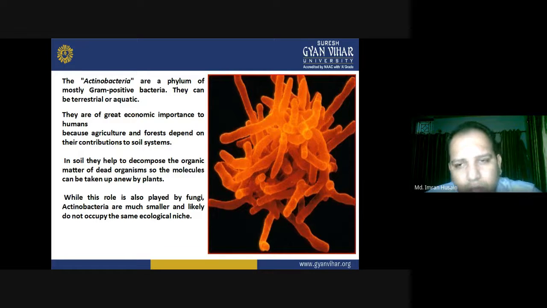So, what they are trying to teach you here is that actinobacteria is a phylum of gram-positive bacteria. They can be terrestrial and aquatic in nature, and they are very important to human beings, as agriculture and forests depend a lot on their activity in the soil system, and it readily helps to decompose the complex organic matter into simpler substances, and they also play a vital role in the ecological niche.